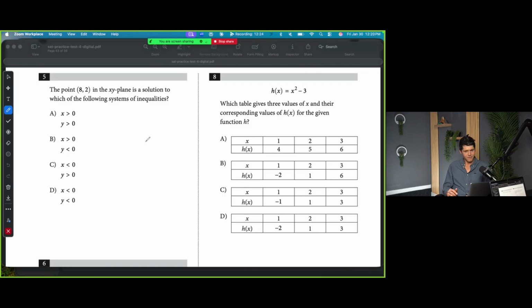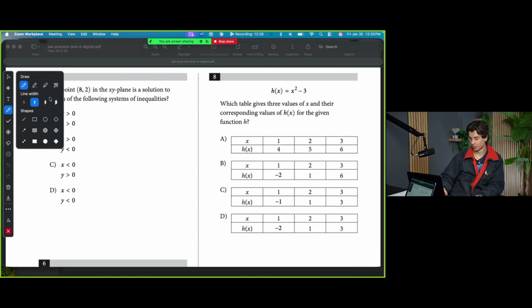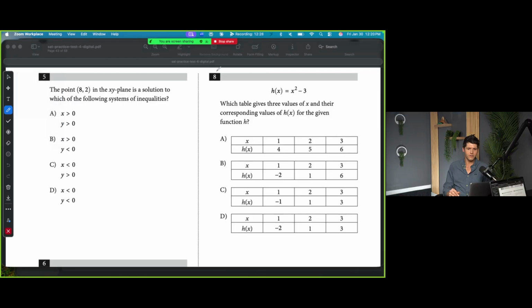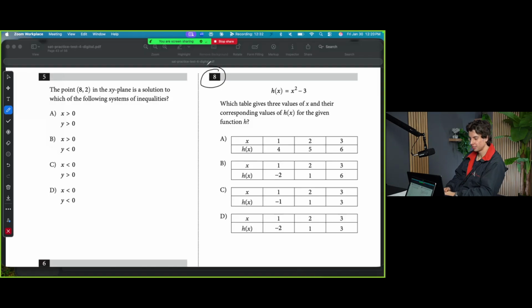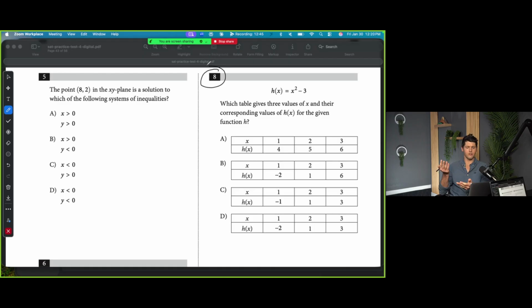I was looking at question number 8. Nice. Module 2. Cool. Well, read it for us, and then we'll talk through it. Yeah, so it gives you the function h of x equals x squared minus 3. Then it says which table gives 3 values of x and their corresponding values of h of x for the given function h. Cool. All right. So we got multiple choice answers. The answers are in terms of these tables here.